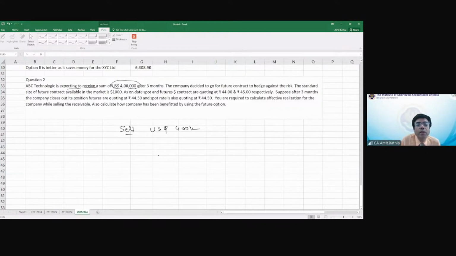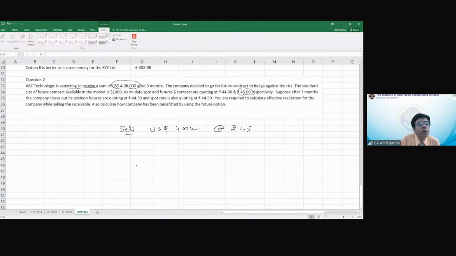So today when I sell the futures, I will sell it at what price? As on date, spot and futures are quoting at 44 and 45 respectively. So I am going to be selling it at rupees 45. Are you all with me?